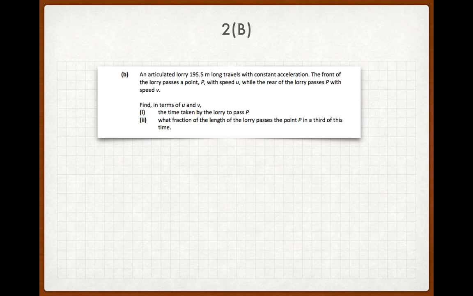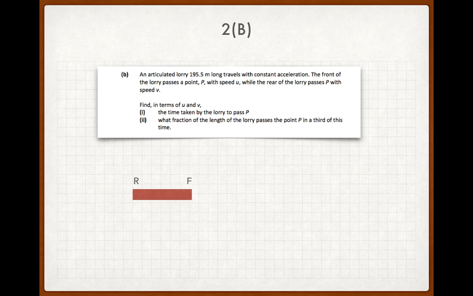And the first part is to find the time taken for the lorry to pass P. I'm going to go with the marking scheme on this. There are 4 constant acceleration formulae. I usually deal with the first 3, but there are 4 in the log tables. The 4th one relates s, u, v, and t directly, and if you use that formula, this comes out very quickly.